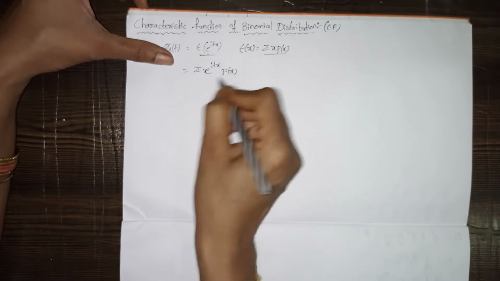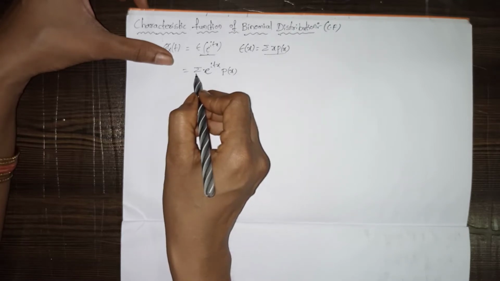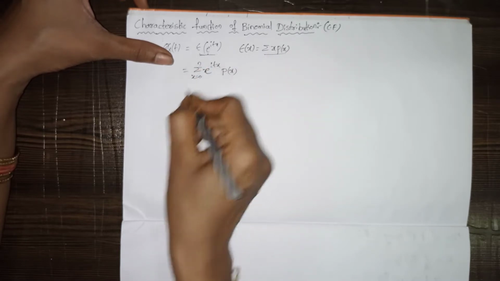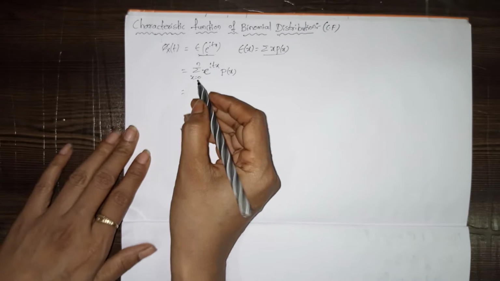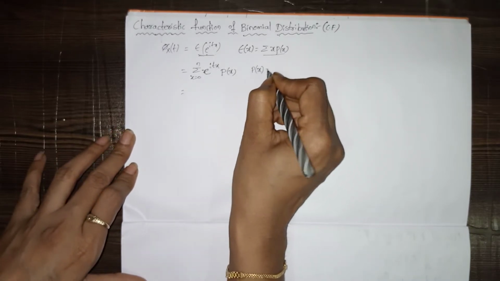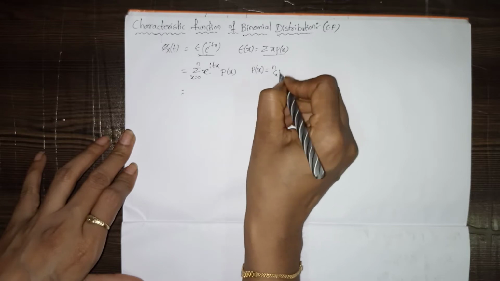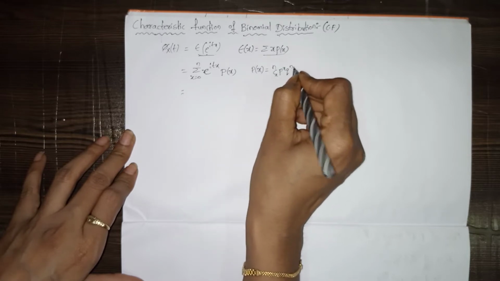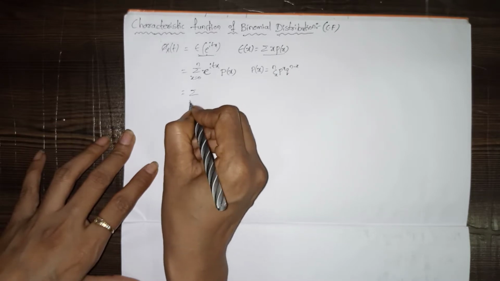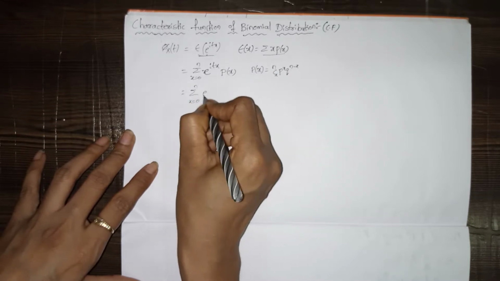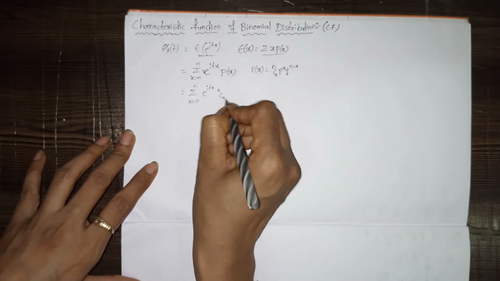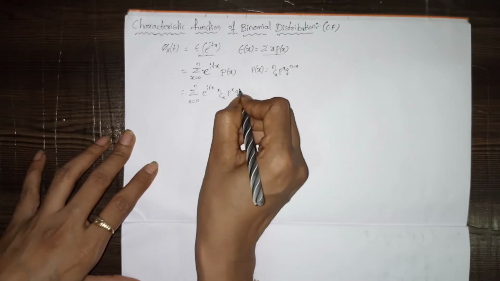Okay, so what we have to write here is the limits of binomial distribution: x equals 0 to n. The p of x formula for binomial distribution is ncx p power x into q power n minus x. So summation x equals 0 to n of e power itx into p of x, in the sense ncx p power x into q power n minus x.